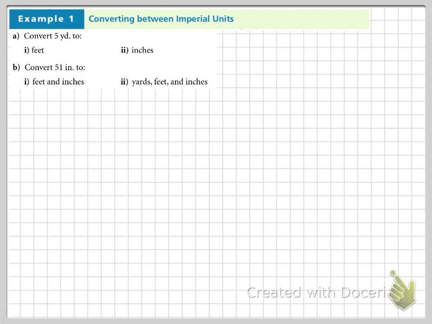Let's look at example 1 and do some converting. Here we have converting between imperial units. A, convert 5 yards to feet and then to inches. First of all, if we compare yards to feet, 1 yard is equal to 3 feet. Now 5 yards is going to be how many feet? Let's put an x there and cross multiply. 1 times x is x, and 3 times 5 gives me 15 feet.